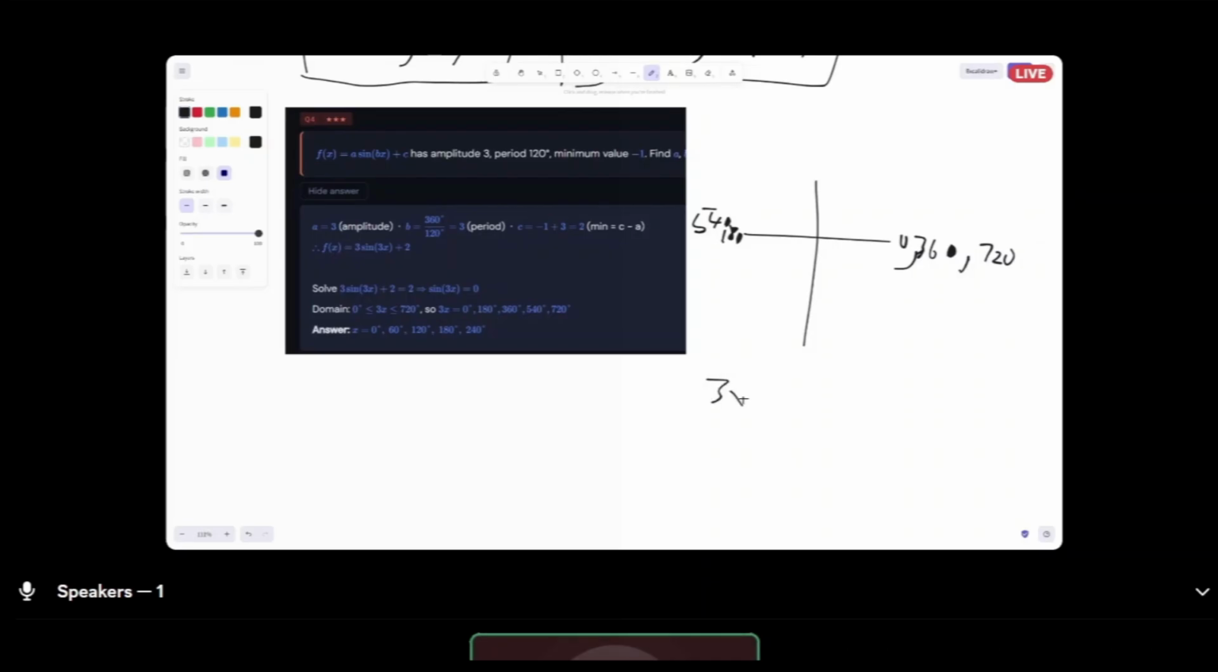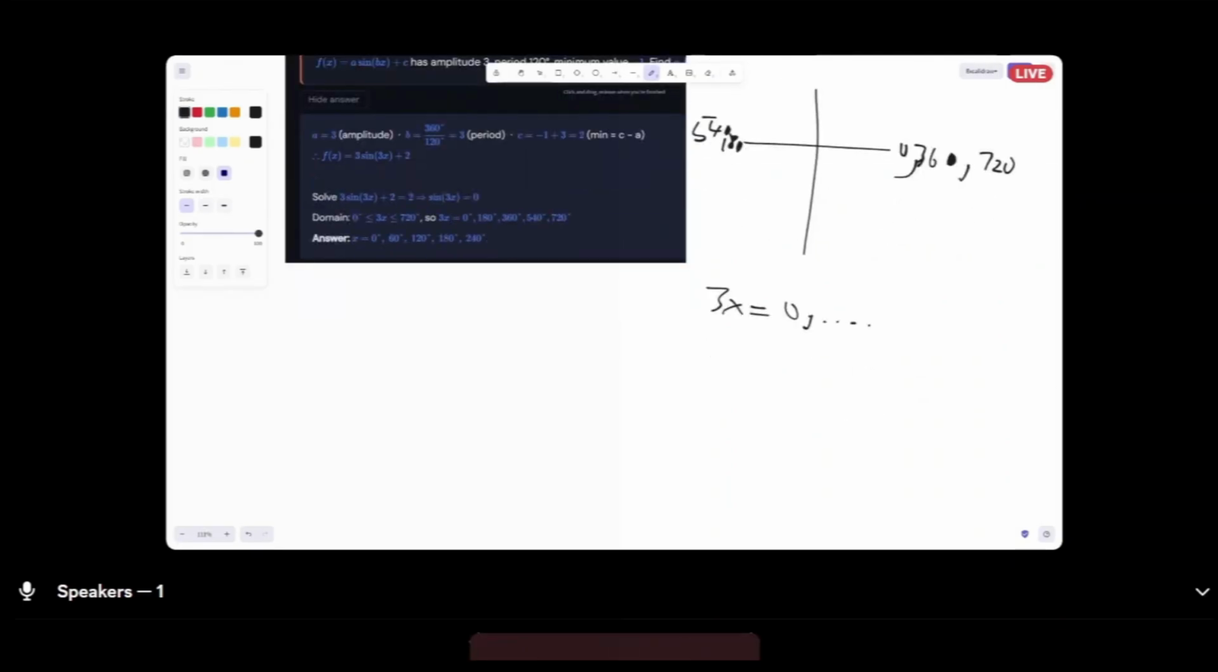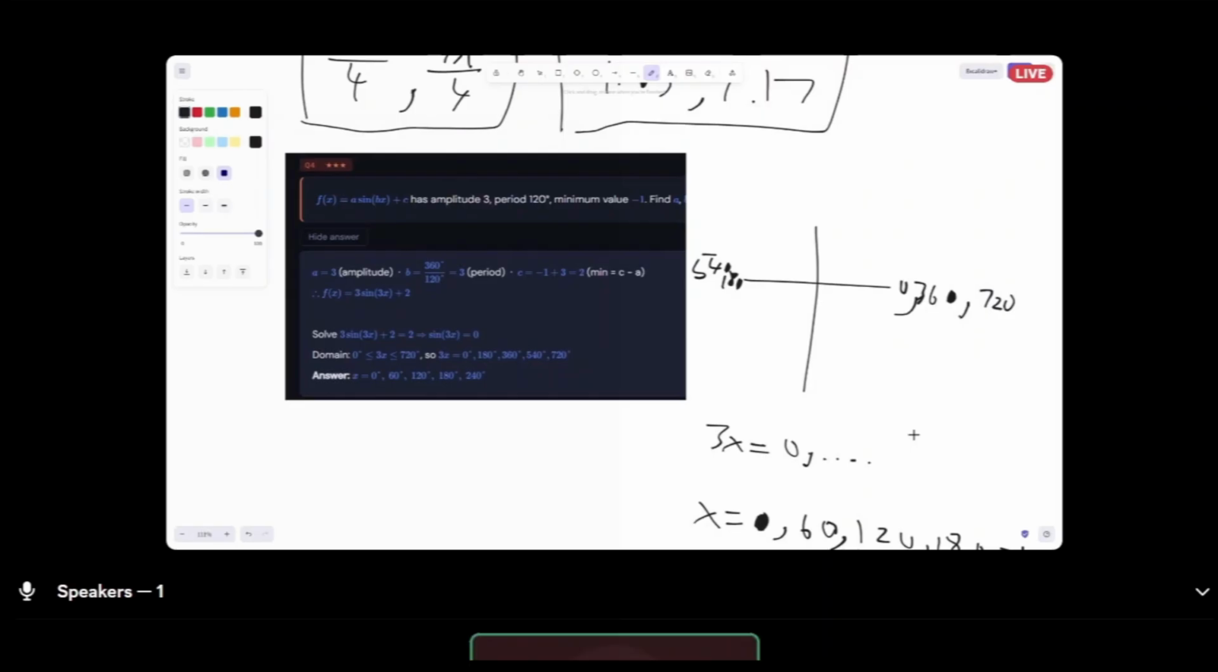So 3x equals all 5 of these angles. You have to divide by 3 to get the actual answers, because this one was expanded, so you sub it back in. 0 divided by 3 is 0, 60, 120, and so on, 180, 240. So this is an example of how a question can have 5 answers.